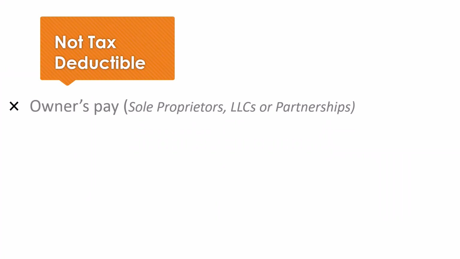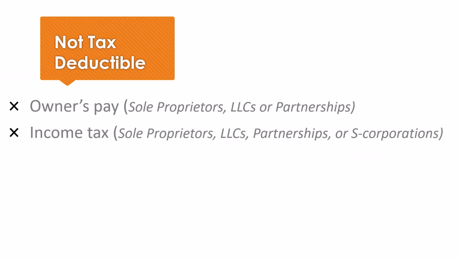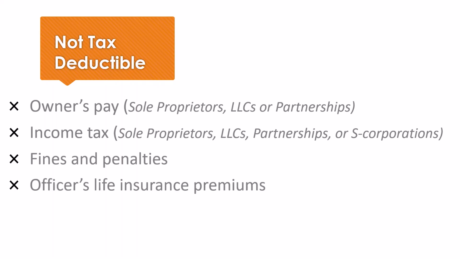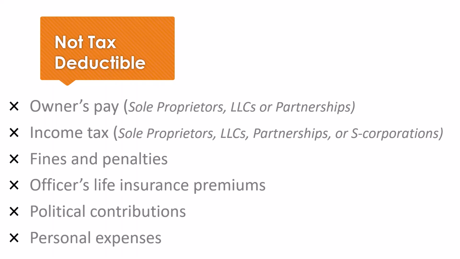So the first one is owner's pay. Depending on the tax structure of your business, if it's a sole proprietor, LLC, or partnership, then that line item is not tax deductible. Income taxes usually are not tax deductible unless you are a C corporation. Fines and penalties are not tax deductible. Officer life insurance premiums are not. Political contributions are not, and of course, personal expenses are not.